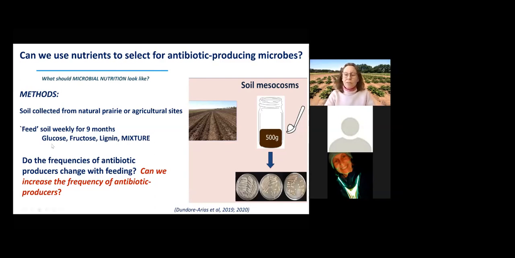And we've used lots of different nutrients. I'm going to focus on 3 simple nutrients: glucose, fructose, lignin, or a mixture. And we ask a simple question. If we feed the soil microbiome, can we increase the frequency of antibiotic producers? Can we cut out that green manure or long-term soil monoculture and directly manage this population?